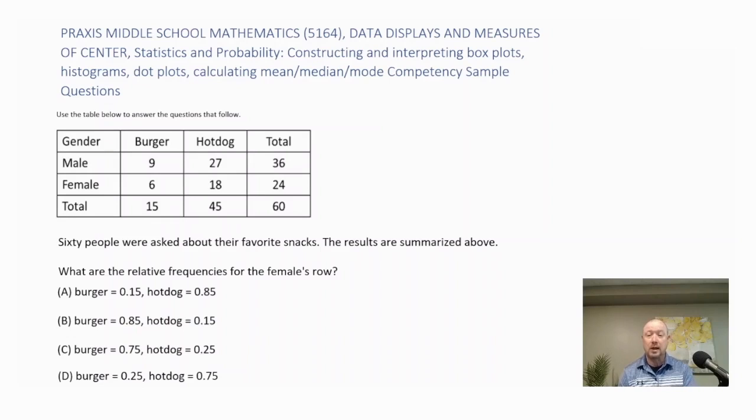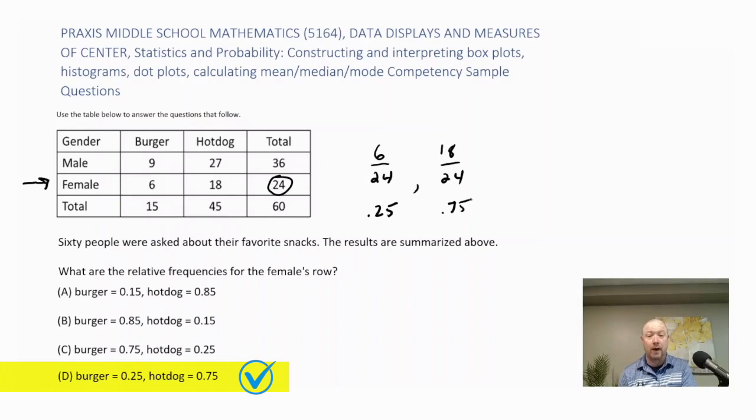All right, so we're focusing on the female row. It states that we have 6 burgers for the female and 18 hot dogs with a total of 24. So we want to take the number of burgers divided by the total, and the number of hot dogs divided by the total. So 6/24 reduces down to 1/4, which is 0.25 for burgers. 18/24 reduces down to 0.75 for hot dogs. So the correct answer is D.